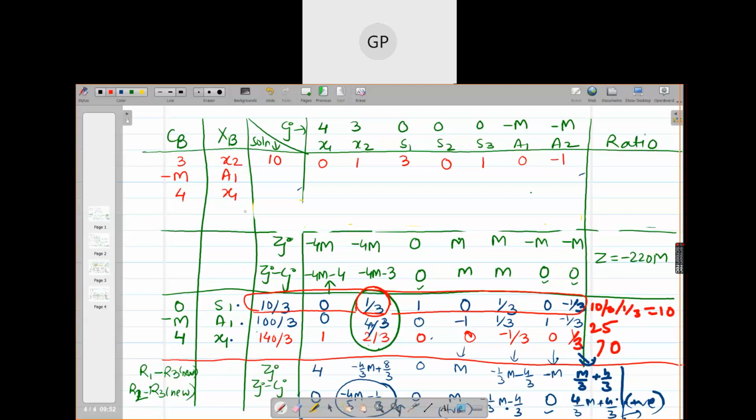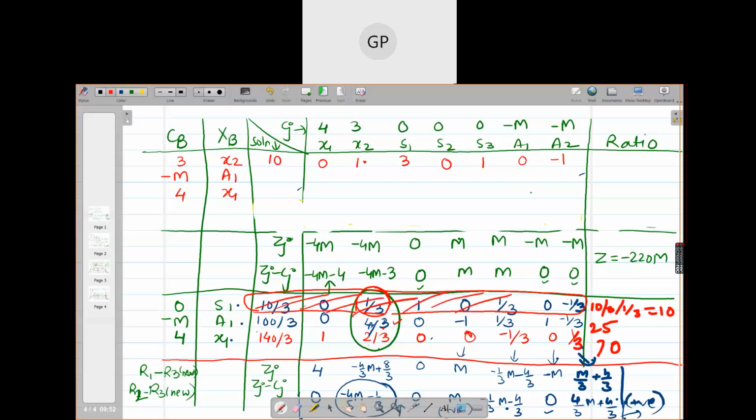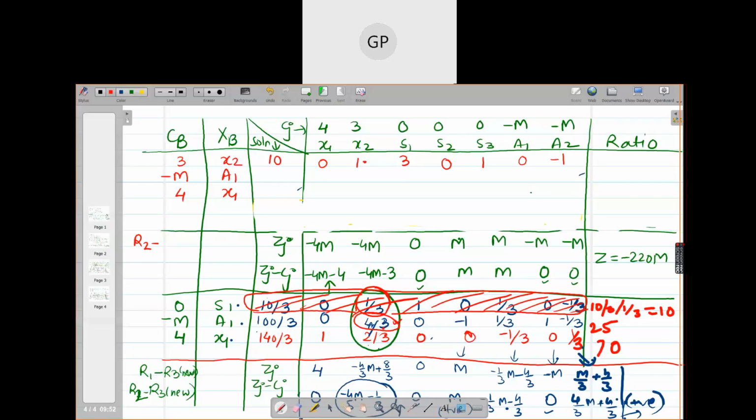Now what should be the operation? This is 4/3 and you have to use this 1 to reduce this to 0. So R2 minus, now forget about this old row. R2 को हमें 0 बनाना है, इस एलिमेंट को हमें 0 बनाना है, 4/3 को. So R2 minus 4 by 3 times R1. So 100 by 3 minus 4 by 3 into 10. 100 by 3 minus 40 by 3, that is 60 by 3, is 20.